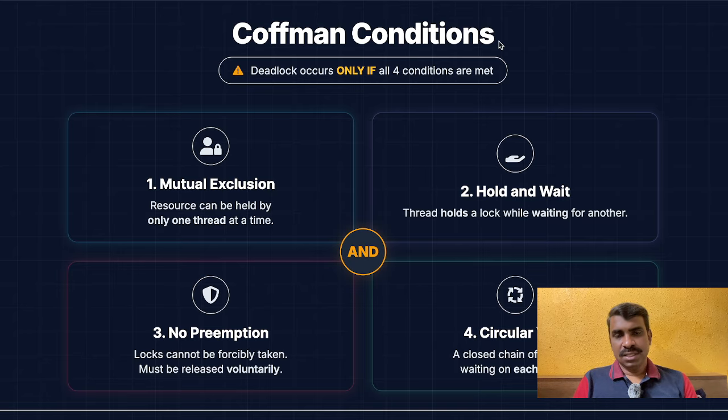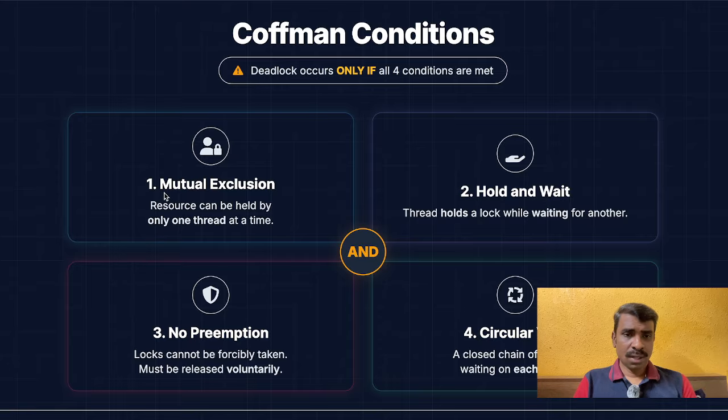Coffman conditions. These are very popular conditions, and you may have heard them multiple times, or in interviews. There's a high chance they will ask this question: what are the Coffman conditions? Otherwise, when does a deadlock occur? That can be another question. So a deadlock occurs only if all four conditions are met. We call them Coffman conditions.